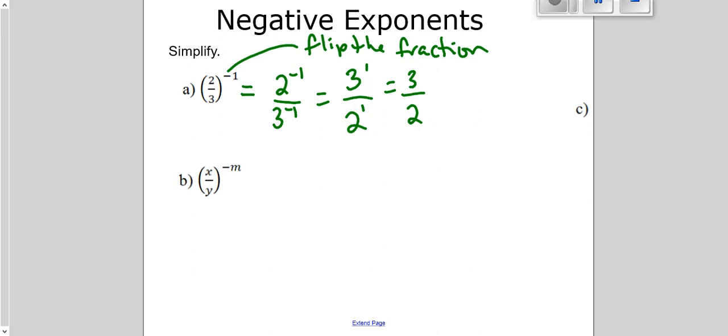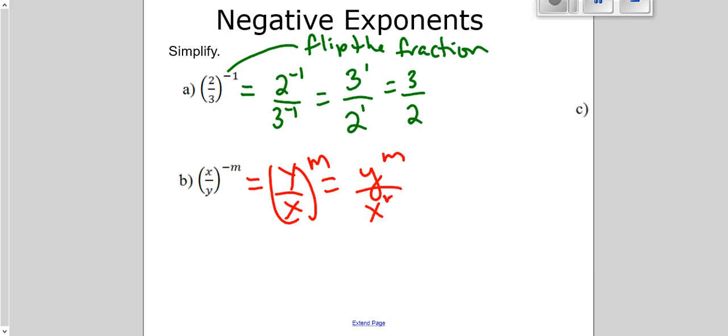Okay, so same thing with here. We have x over y to the negative m. So that would be the same thing as y over x to the m, which is x to the m, or sorry, y to the m divided by x to the m. Okay, so the negative just flips the fraction.